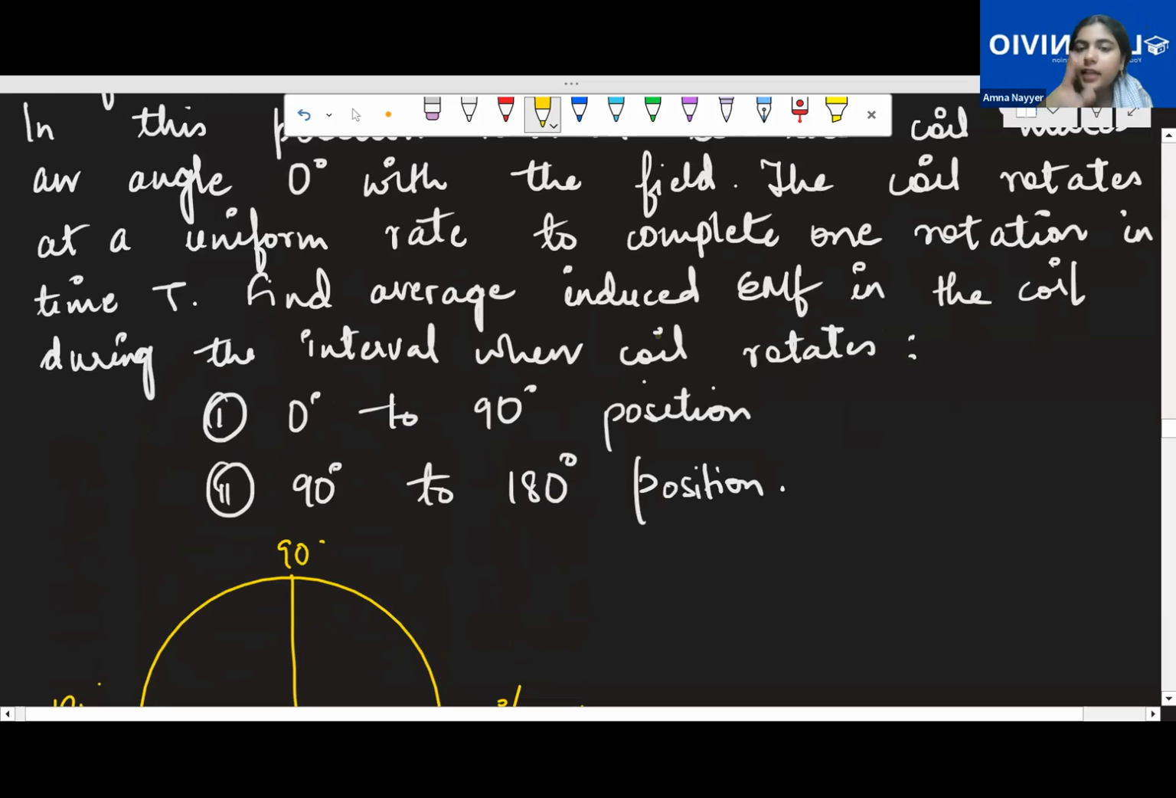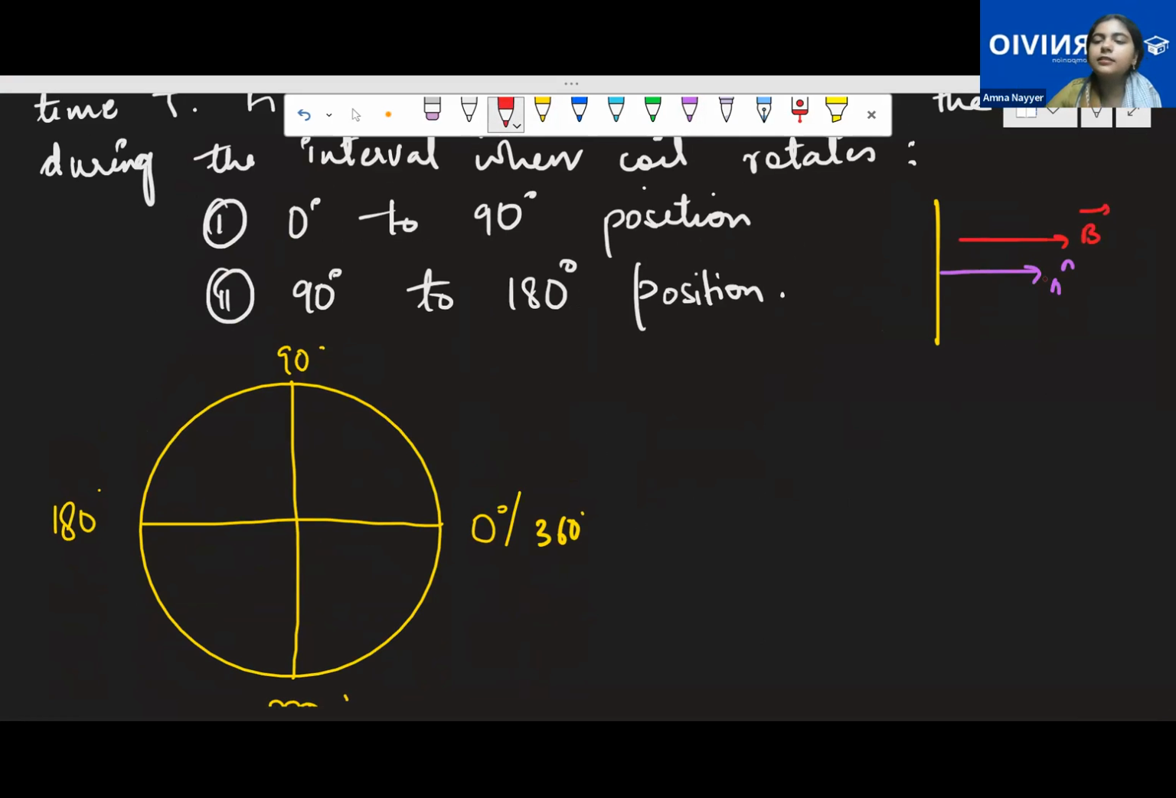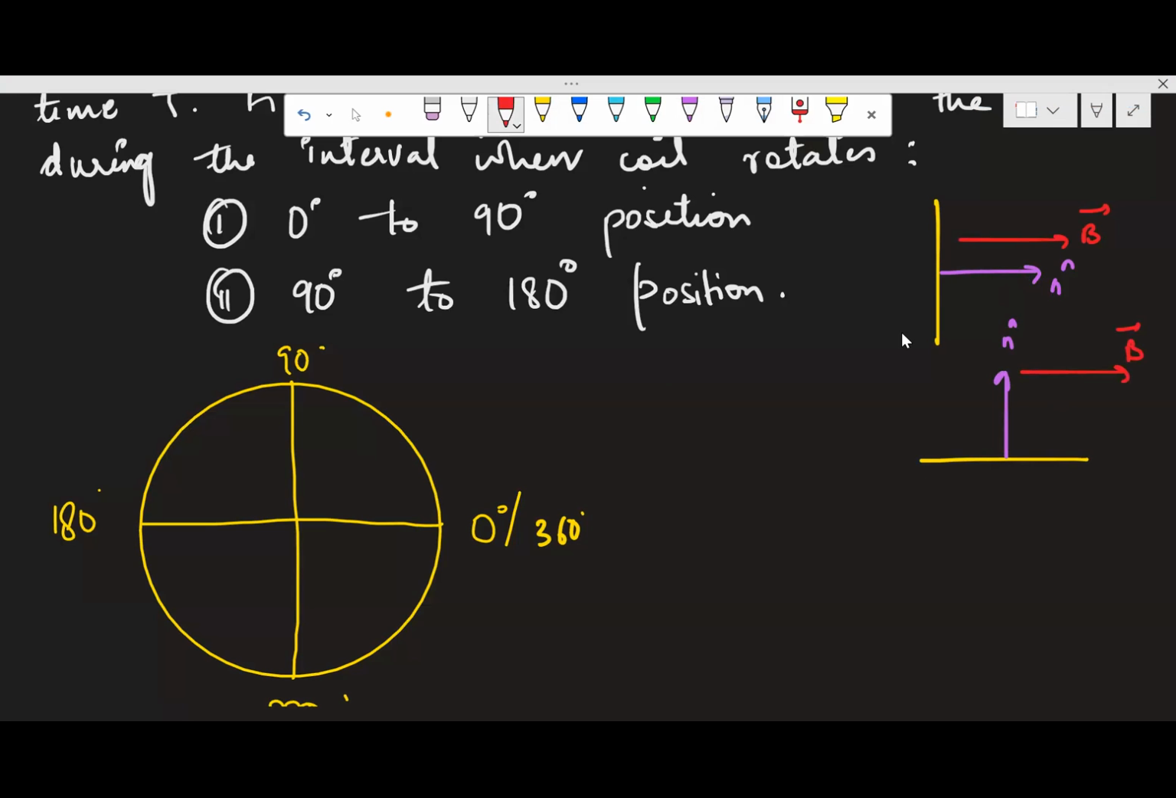Now it says the initial angle is 0 degree. This is the plane of the coil, and this is its area vector, and the magnetic field is also like this. Then it says 0 to 90 degree. 0 to 90 degree means it has rotated to 90 degree. So see, the area vector will be like this, and the magnetic field will still be like this. So this way all the values are changing, but you don't need to focus on this much. Your answer will come out through the calculations very easily, class.